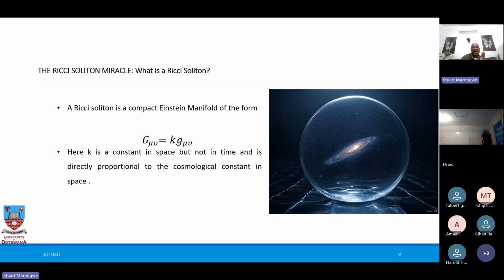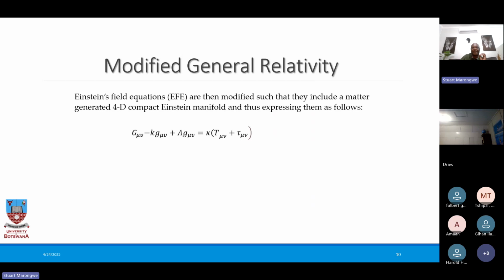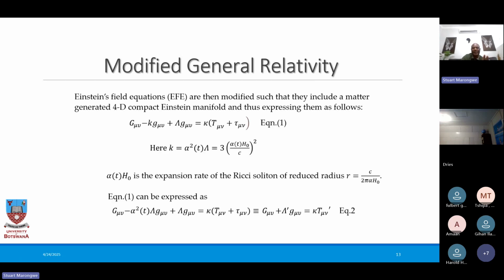And this is what we are interpreting as dark matter. So I include the Ricci soliton. The Ricci soliton is this part, sorry, K minus K G mu nu. And this is the usual Einstein constant. And this tau mu nu is gravitational energy density that sources this Ricci soliton. So once I include the Ricci soliton into Einstein's field equations, we end up having this last equation here, G mu nu plus lambda prime.